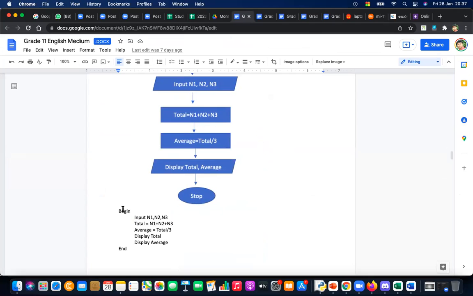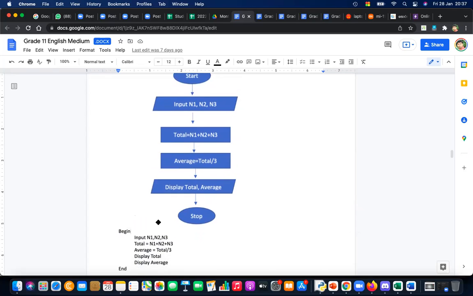So this is a rough code, not actual code. We call it rough code or pseudo code. In the pseudo code, we explain how this is happening. In the examination, mostly they ask for this rough code. Rough code is the same without the symbols. Start is replaced with begin. Input number 1, number 2, number 3, same. Total equals number 1 plus number 2 plus number 3, same. Average equals total divided by 3, same. Display the total and the average, same. End. Same thing, without the boxes and shapes. That is called pseudocode.